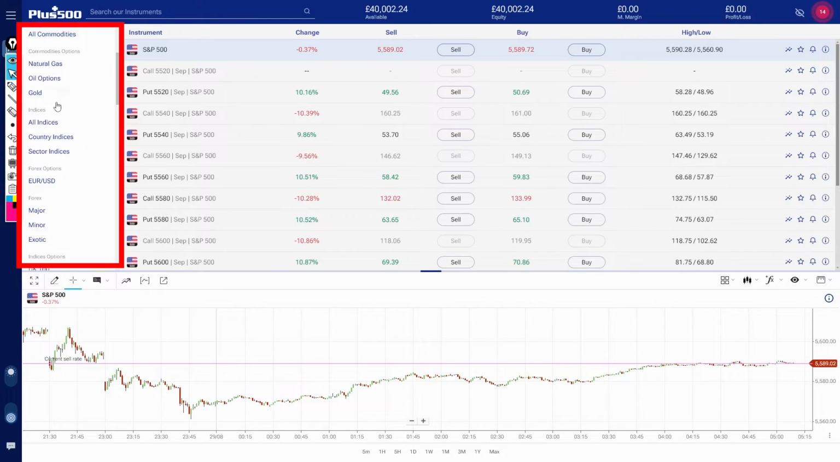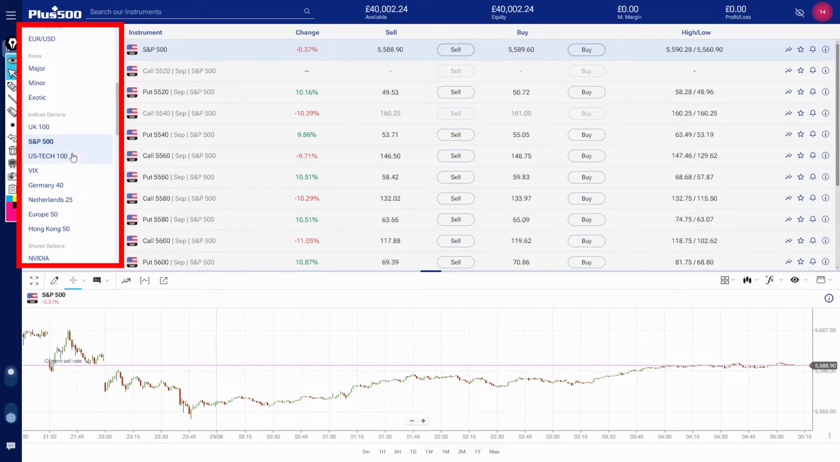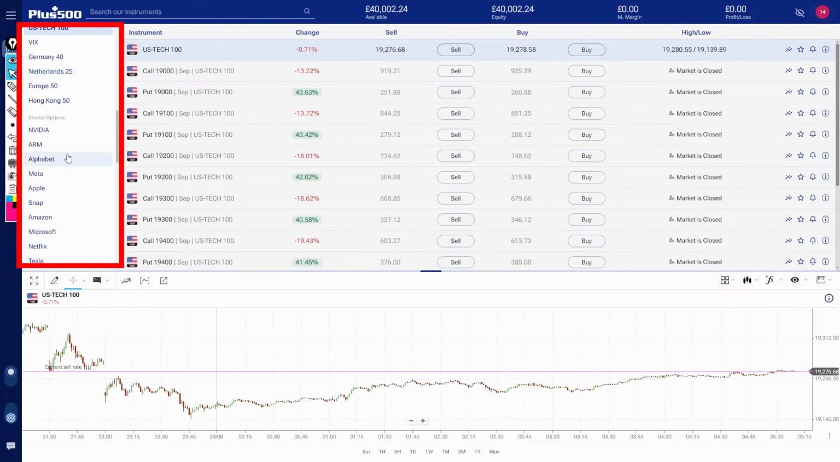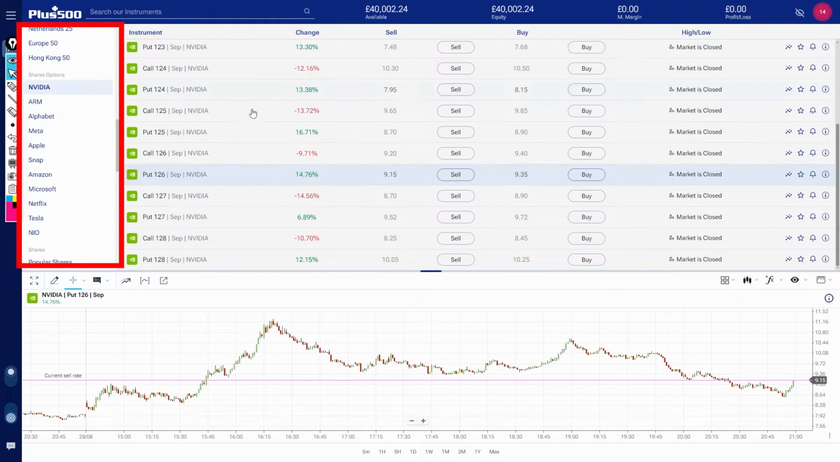Basically, as we scroll down, you're going to be able to see these options. If you scroll down to indices options, you can see that there are many different options. You can see that there are the UK 100, the S&P 500, the US Tech 100, and we've got other countries too. Then as we scroll down, we do have these shares options, which are essentially the top FANG stocks. If we click these, we can see the recent change in these options and we can see if we would like to trade them.